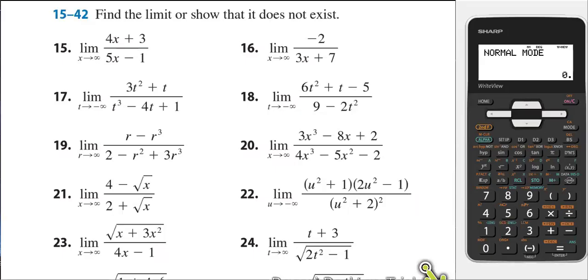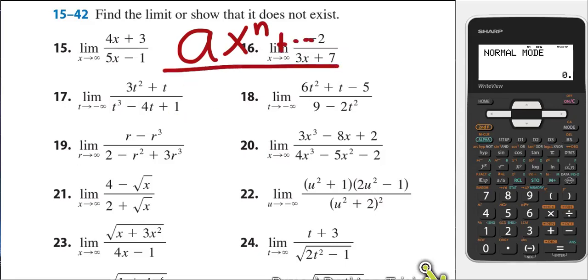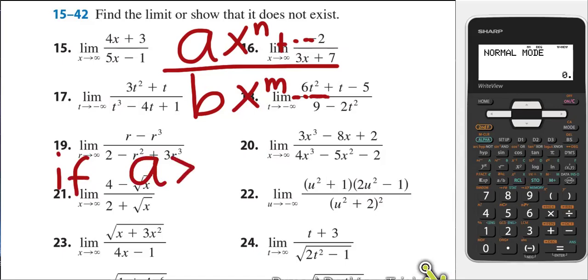All right, so if you've got a times x to the power of n plus and so on, divided by b to the power of m and so on. Now, if the top power is greater than the bottom, then your answer can be plus or minus infinity. That's all. You see that?